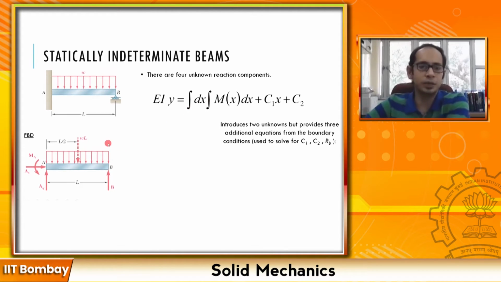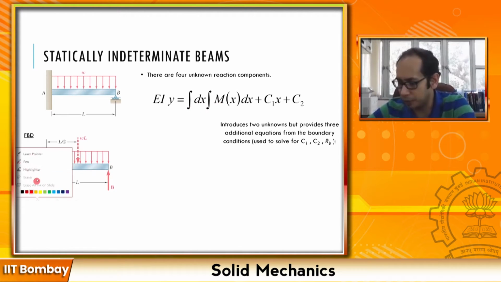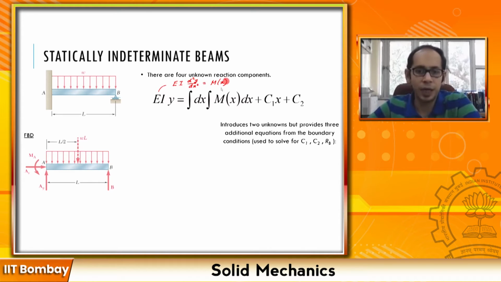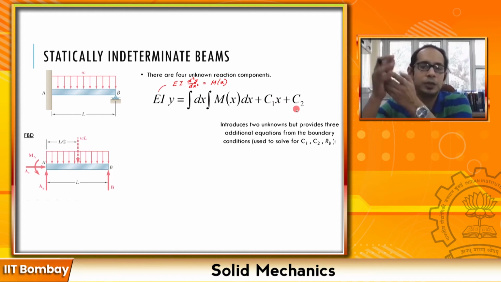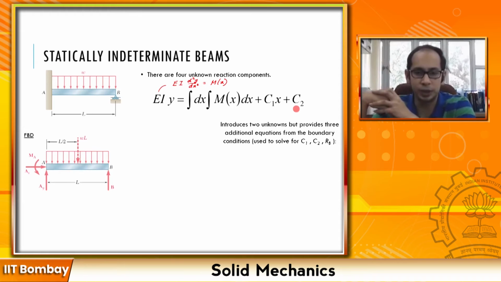But if you take a look at this beam and apply the general equation for the moment, the precursor to this equation is what we had seen earlier: EI d²y/dx² = M(x). If we integrate it two times, as we had seen before, you end up with two constants of integration. So you might think you are making your life worse, because you already have one unknown reaction and now you are introducing two constants of integration, but actually you are not.